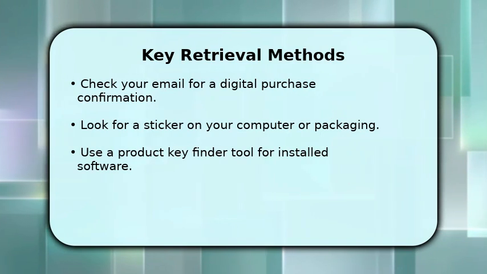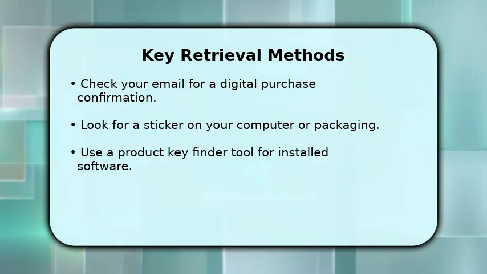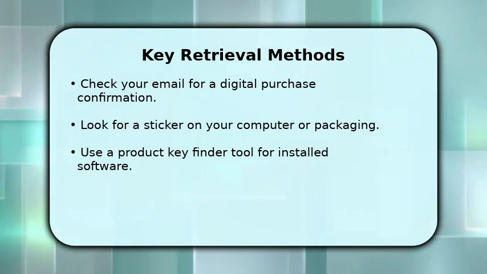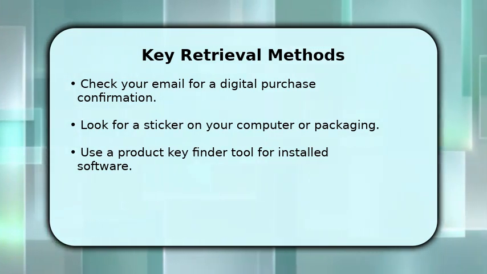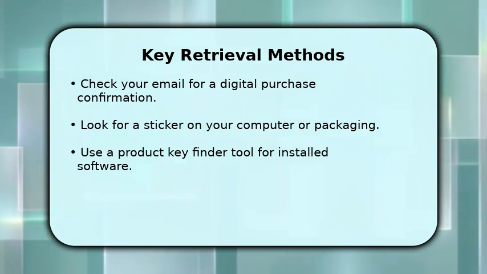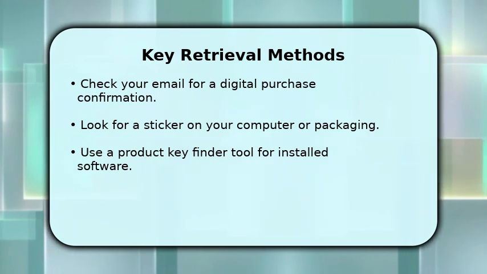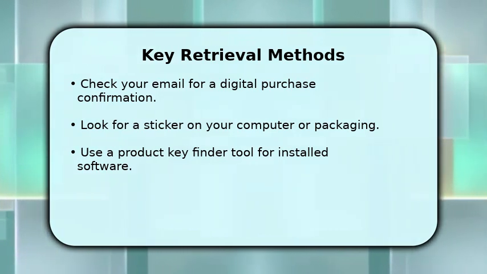Finding your product key can be straightforward. If you purchased Excel digitally, check your email for a confirmation that includes the key. For physical copies, look for a sticker on the software packaging or even on your computer itself. If Excel is already installed, a reliable product key finder tool can often retrieve it for you.